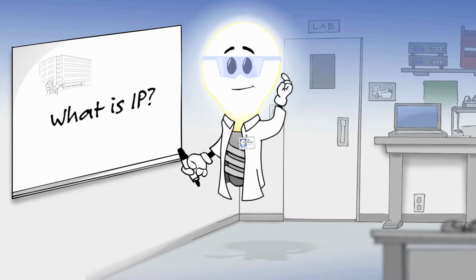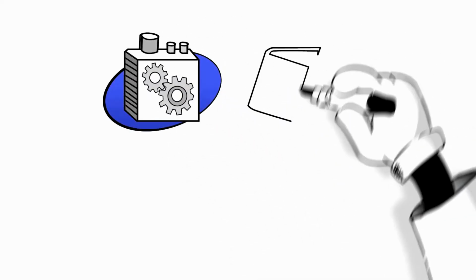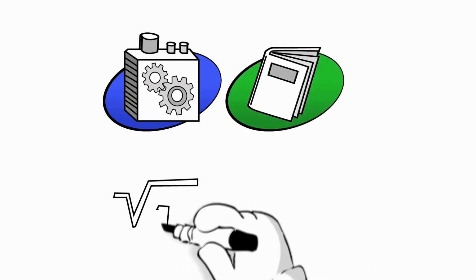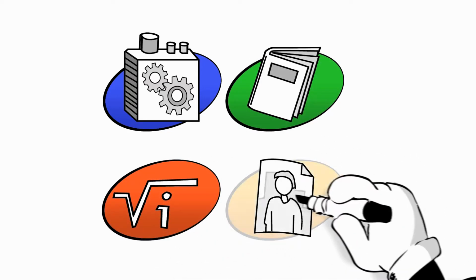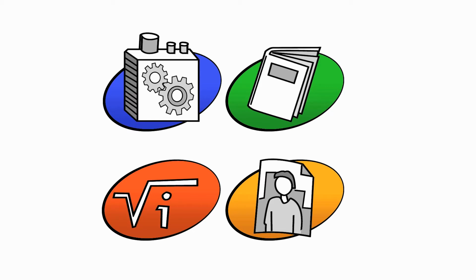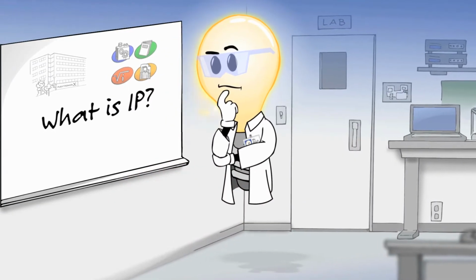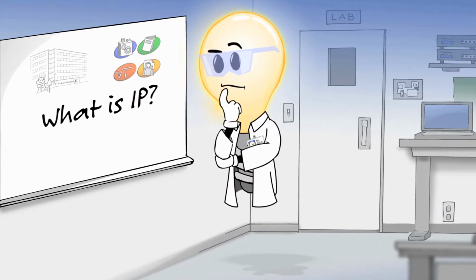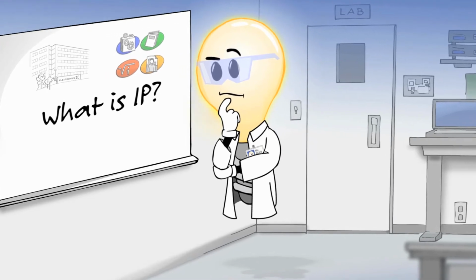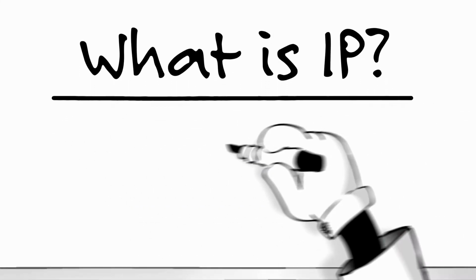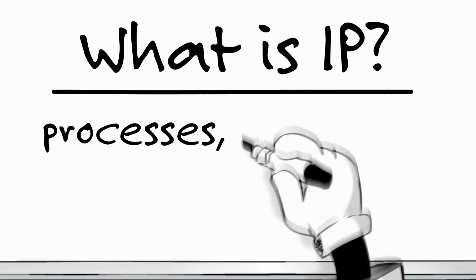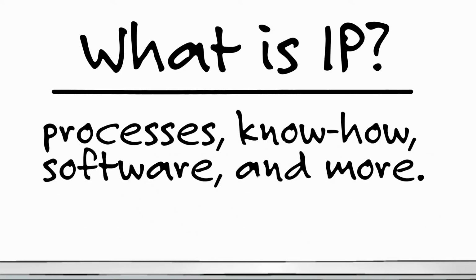Intellectual property is the product of creations of the mind, inventions, literary and artistic works, symbols, names, images, and designs used in commerce. IP is an intangible asset that can be utilized to provide a competitive advantage for the owner. IP can be present in new products, but also in processes, know-how, software, and more.